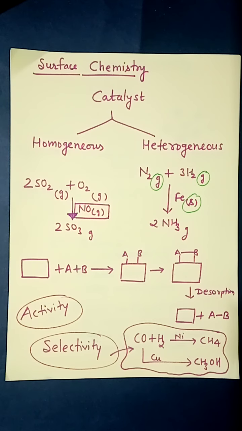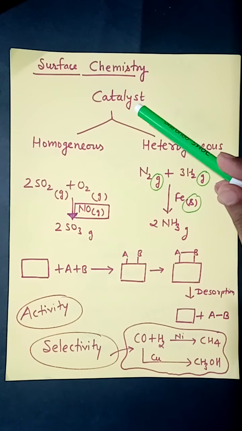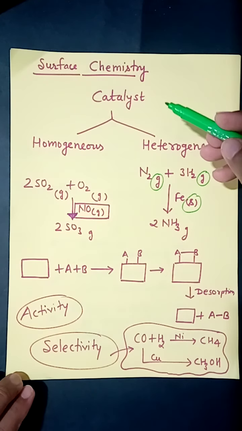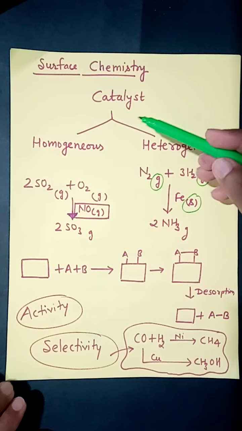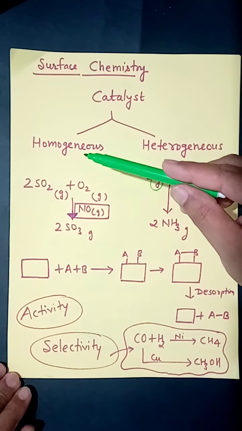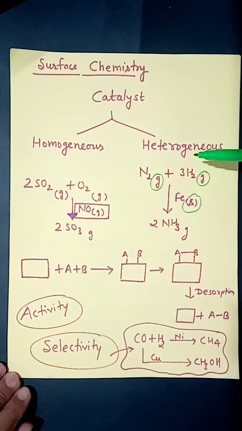So the first topic of today is catalyst. You all know catalyst for a number of years, a substance which increases the rate of reaction. Now here are a few more points which you need to prepare in class 12th. The first is, catalysts are divided into two classes. One is homogeneous catalyst and second is heterogeneous catalyst. It is a very simple classification.